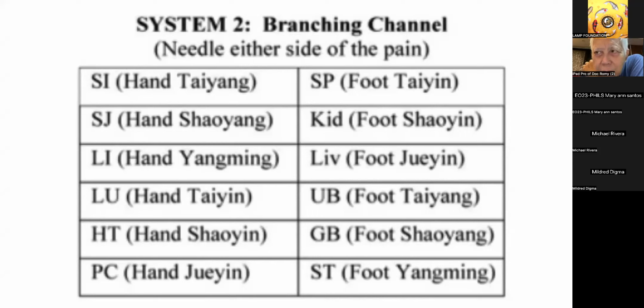Maybe we have to get used to identifying really the organ or the channel sa English. Ako hindi ko po alam, sir, masyado sa English. Pero I think ang importante dito is mastery of the meridian pathway, no? Yes, you should master the meridian pathway because only then you know where to palpate.